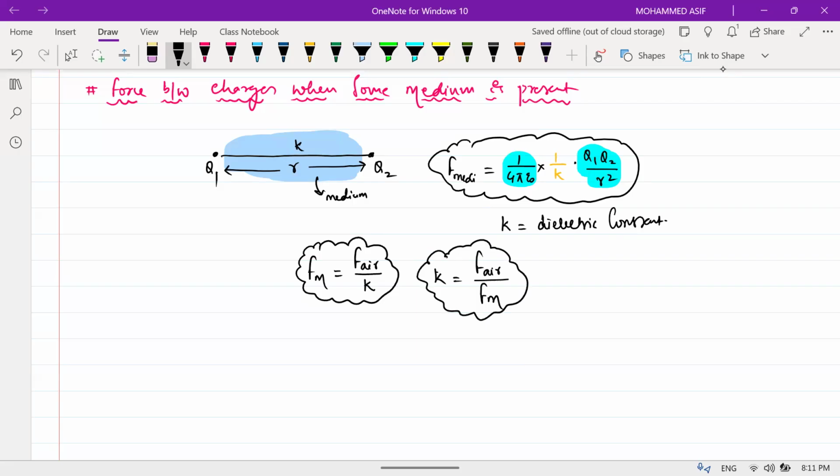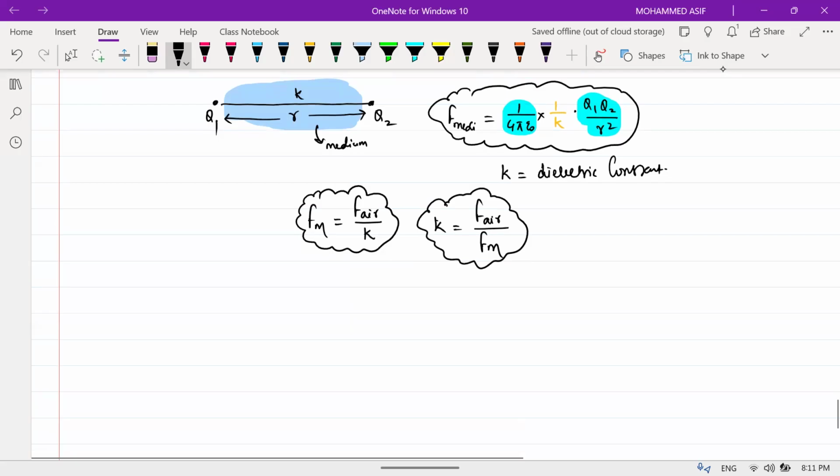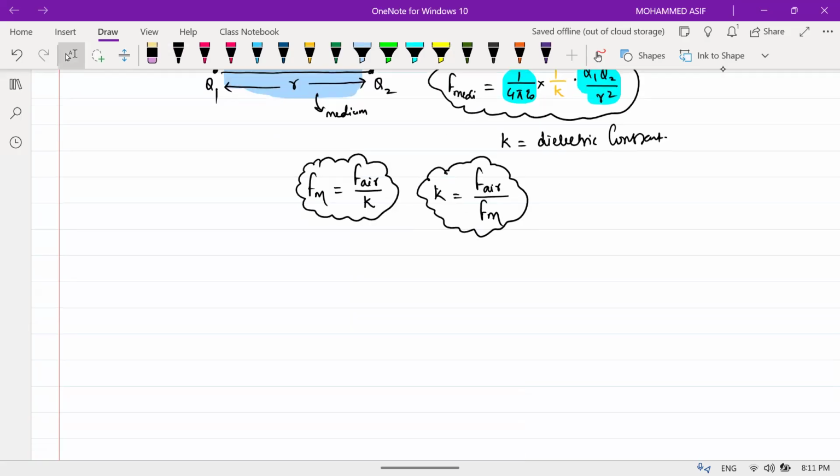Clear? So whenever there is a certain dielectric constant of the medium, then F is equal to 1 by 4 pi epsilon naught into 1 by K, Q1, Q2 divided by R square. K is your dielectric constant of the medium. Generally, K is greater than 1. And K is equal to infinity for metals. If you are using any metals, at that time you take K value to be infinity. Am I clear, beta? Yes, sir.